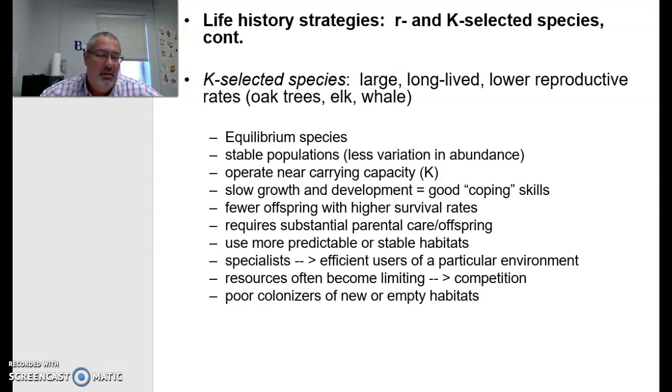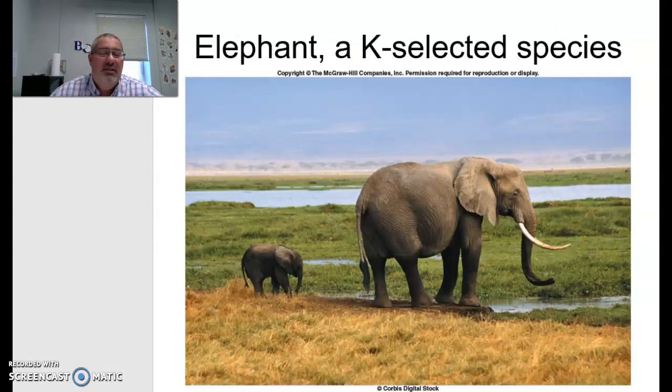Larger sized, longer lived, less offspring per reproductive event. Their population is fairly stable. They provide parental care, or they have fewer young per reproductive event. They live in more stable, undisturbed habitats. They're not good colonizers, but they are good competitors for those resources needed for survival and reproduction. An elephant is a good example of a K-selected species.